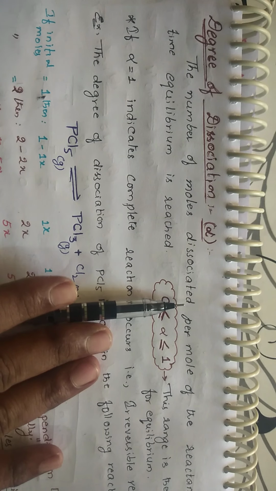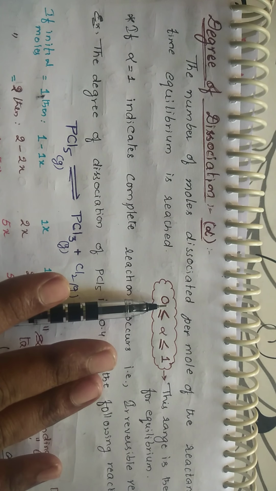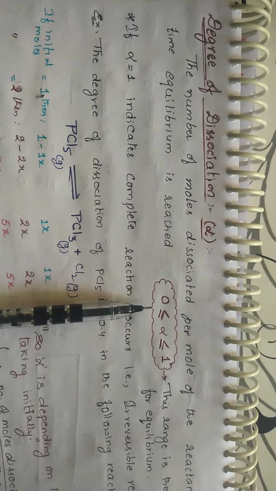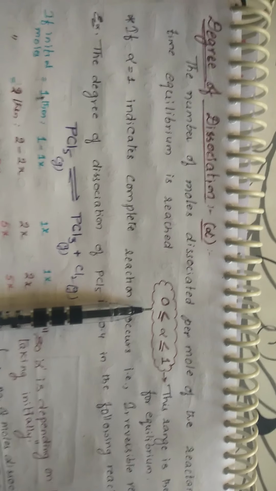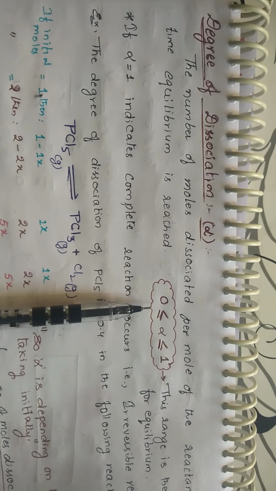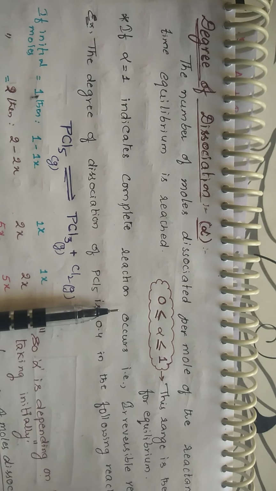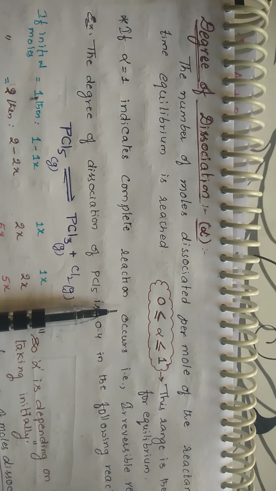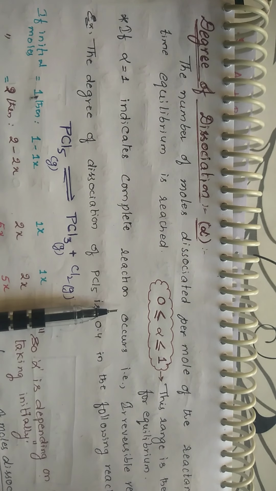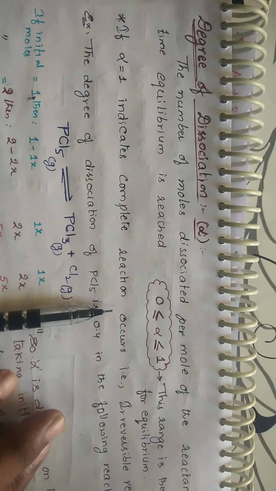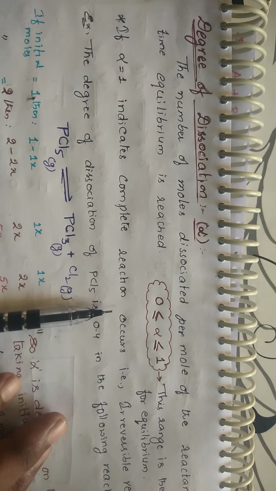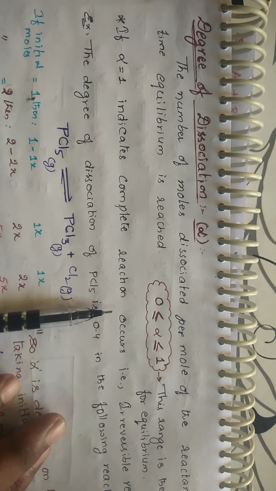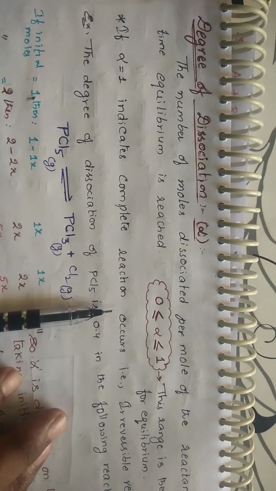Suppose you take some molecules, the number of molecules getting dissociated per mole. Assume you have 100 pens, and initially no pen is broken into two parts. After some time, let us say equilibrium has been attained. By the time equilibrium has been reached, 40 pens have been broken into two parts. Now what is the alpha value?